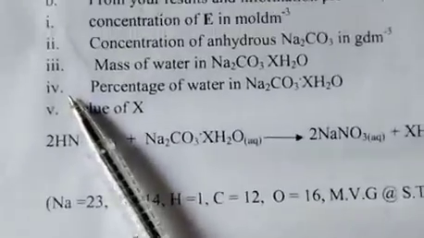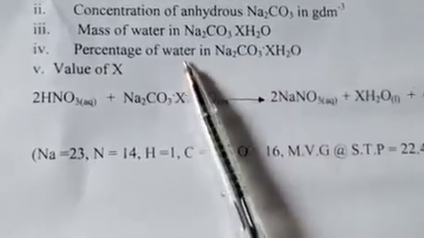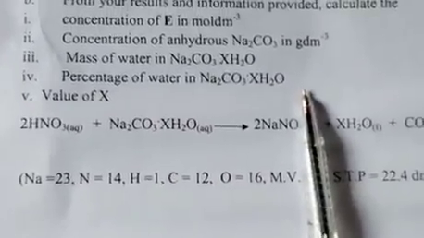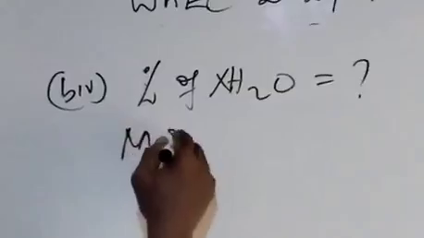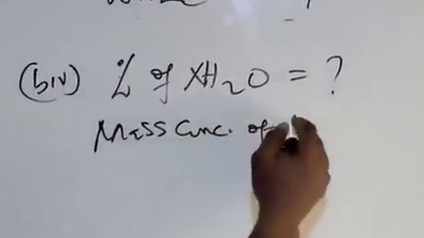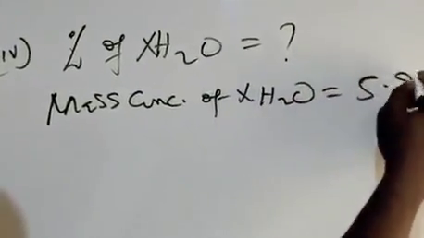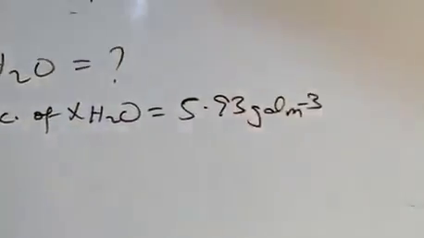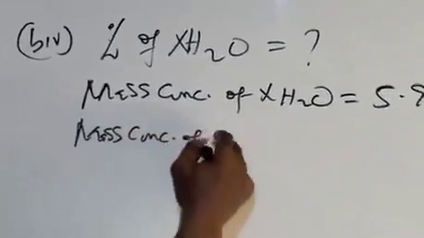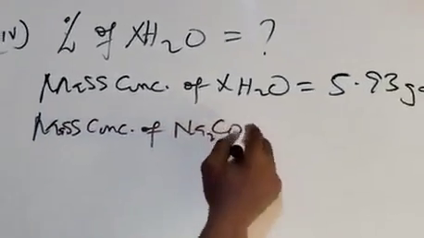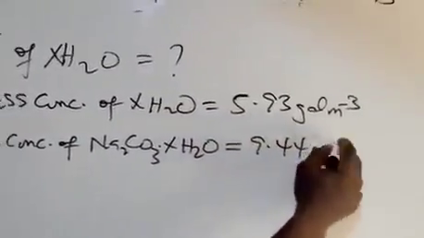Question IV says the percentage of water in this compound, that is the percentage of water of crystallization in this compound. So let's go to the board. To find the percentage of water in the compound, we need the mass concentration of water, which you got in question triple I as 5.93 gram per dm cube. We also need the mass concentration of the hydrated salt, that is Na2CO3.S H2O, which we got as 9.44 gram per dm cube.